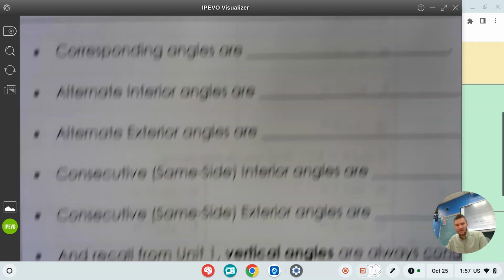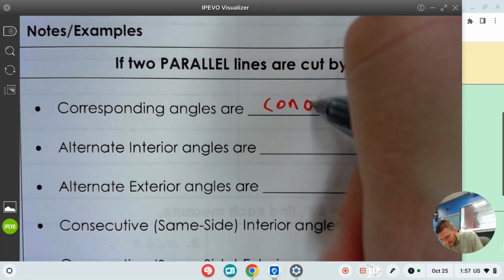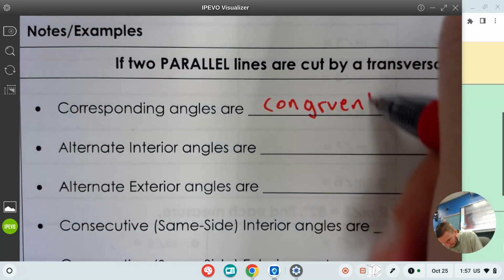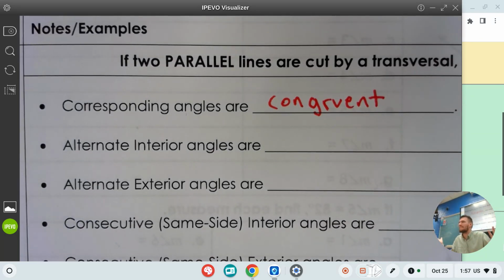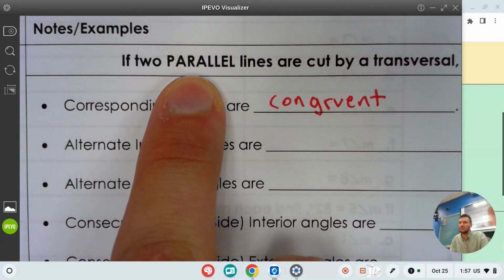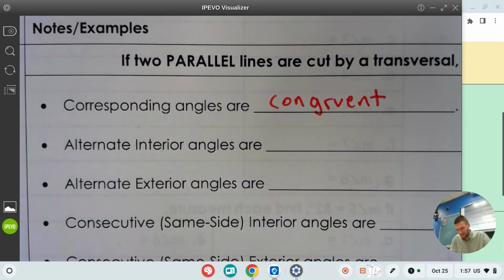So, corresponding angles are congruent. Okay? Now, what does congruent mean? It just means they're the same, right? So, if you have corresponding angles and those two lines are parallel, then they're guaranteed to be congruent.